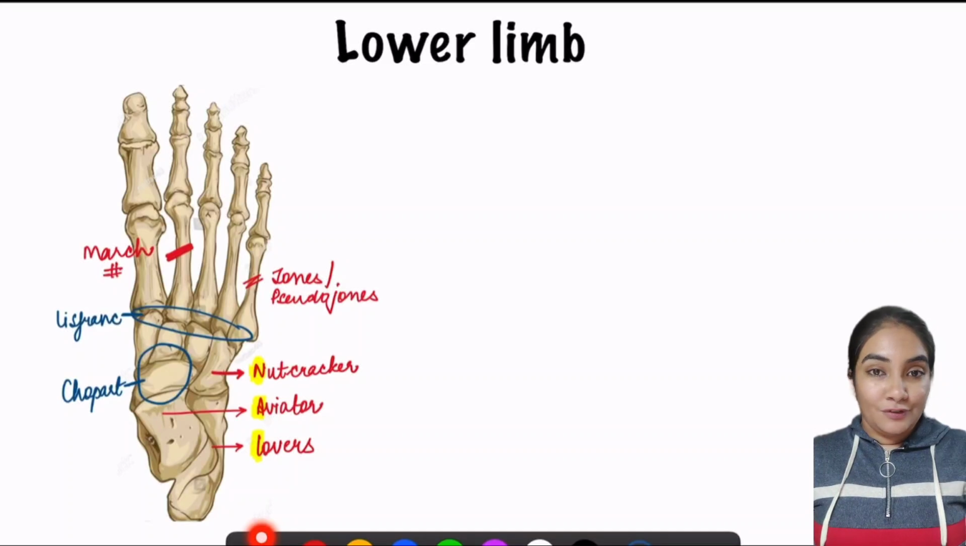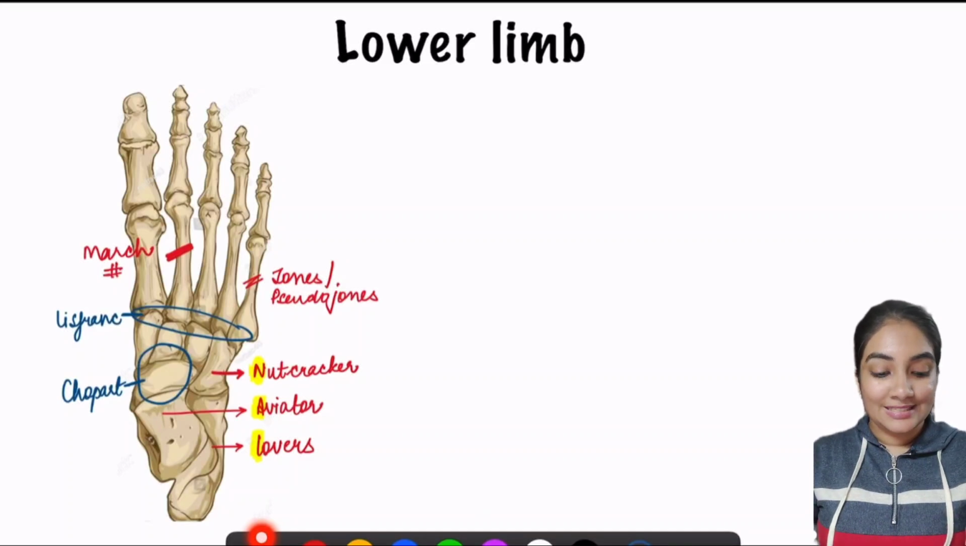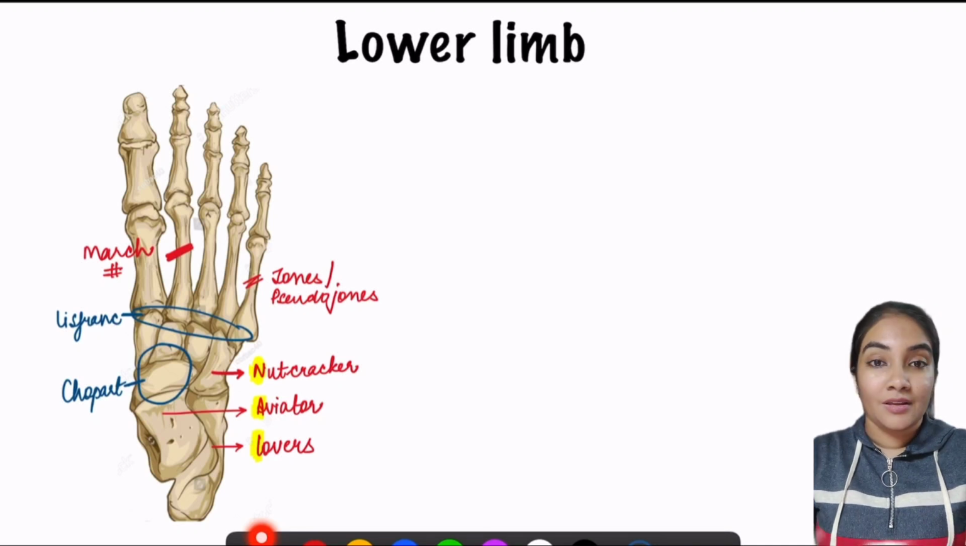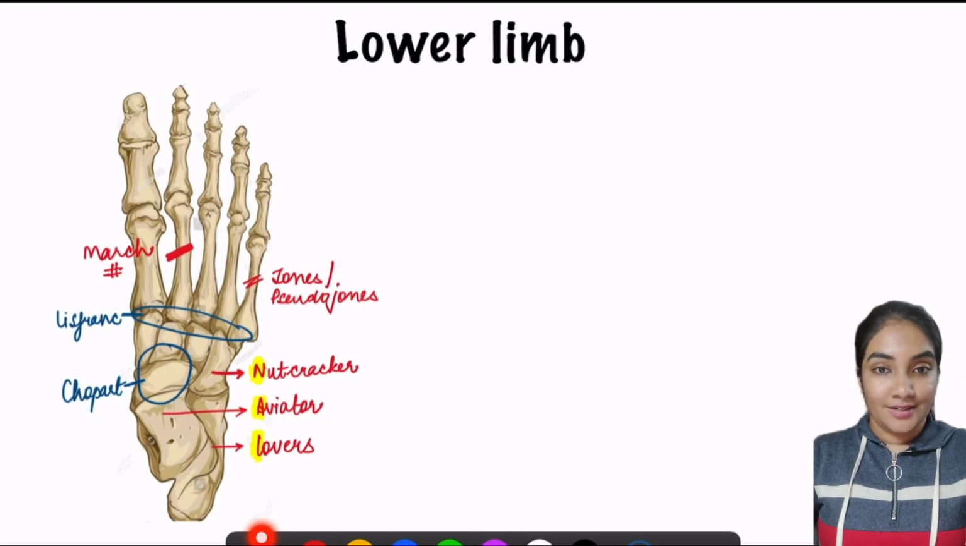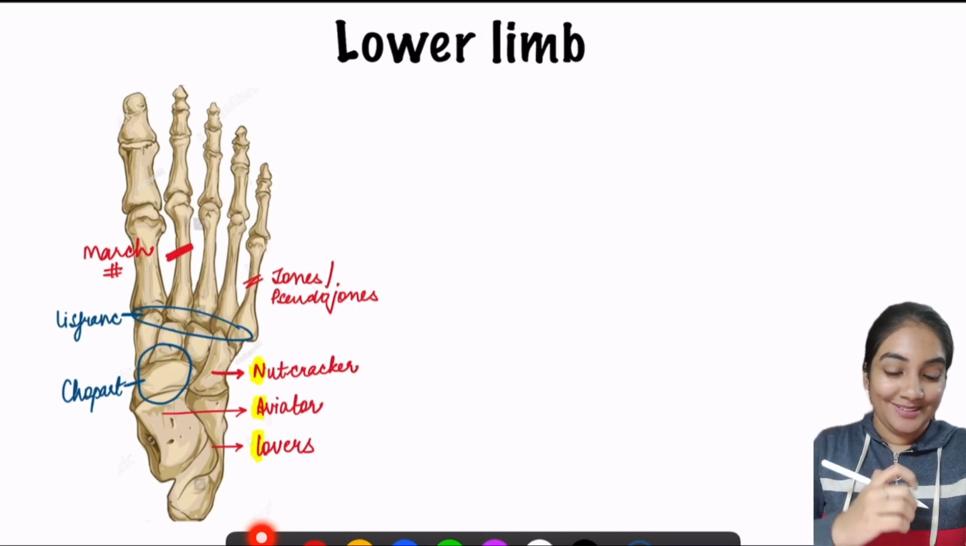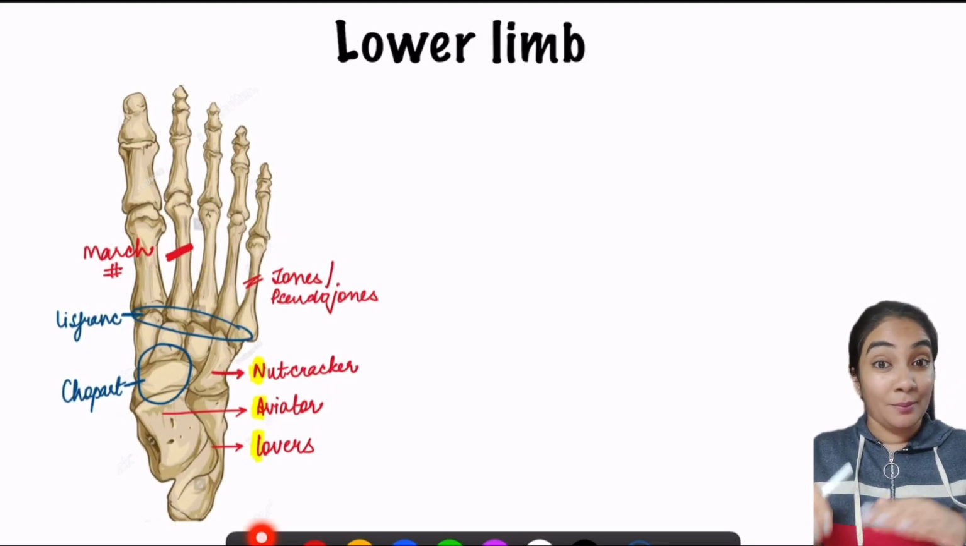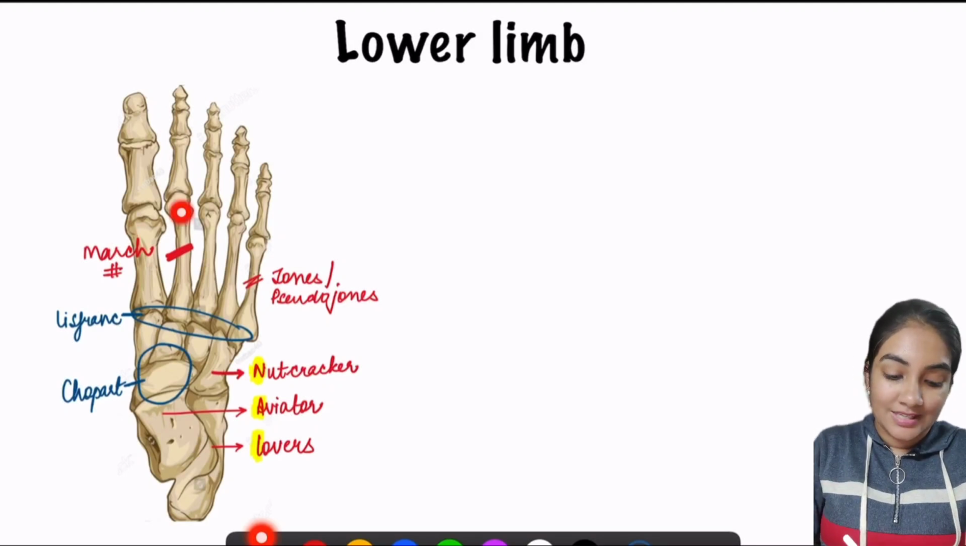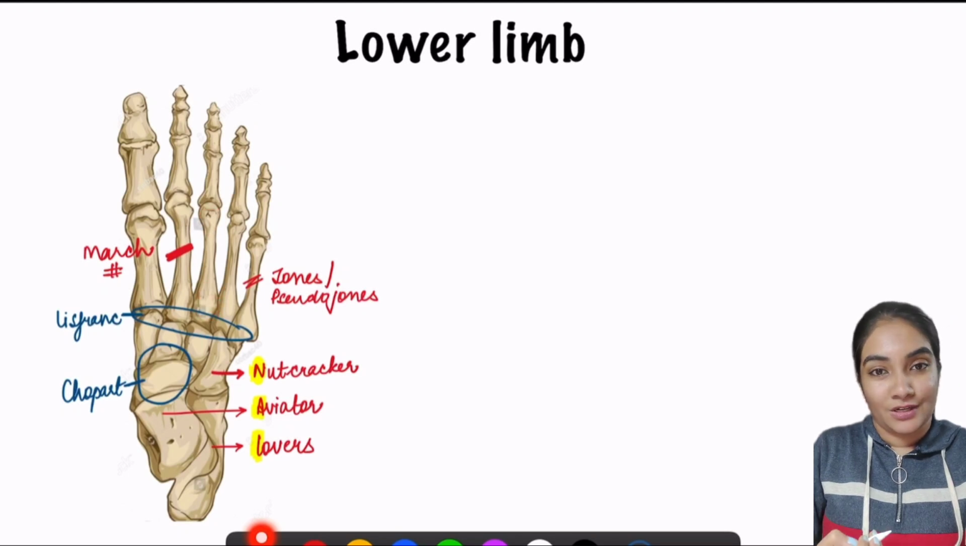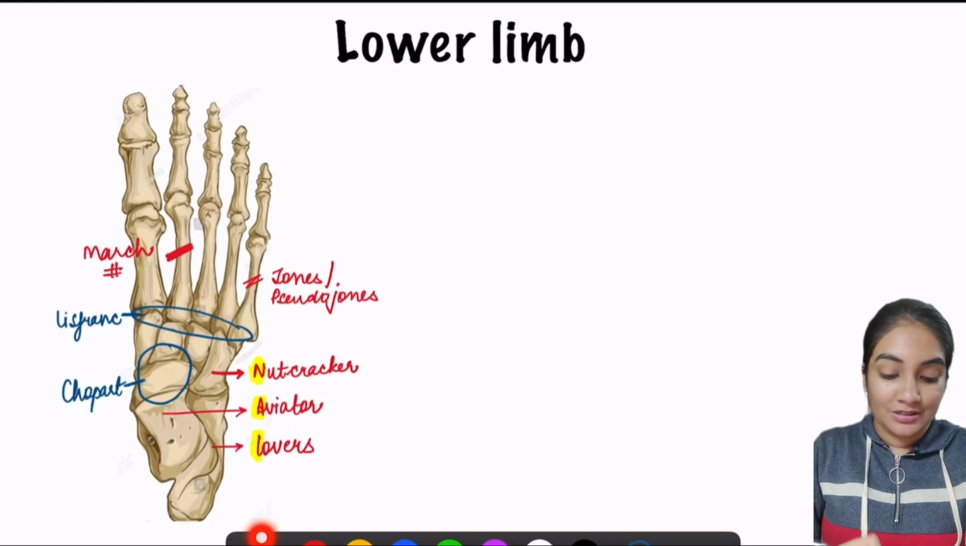Then fractures of the foot. Here we don't need to remember details about any of the fractures. We just need to know which bone is fractured and what is the name, because these are all specifically named fractures. So starting off from distal to proximal. March fracture happens in young army recruits who keep on marching fast. So they get a stress fracture in the second or third metatarsal, called March fracture. Jones and pseudo-Jones happen in the fifth metatarsal.